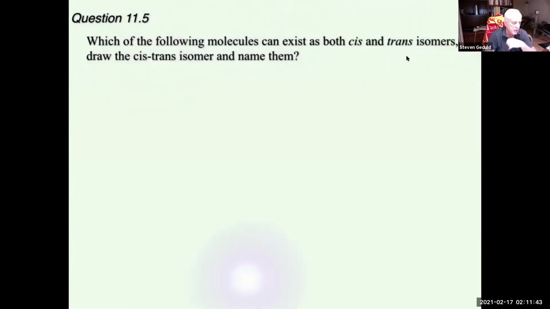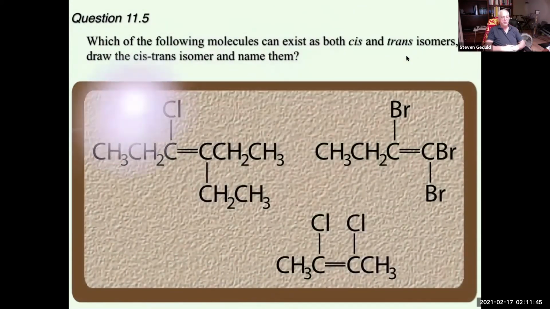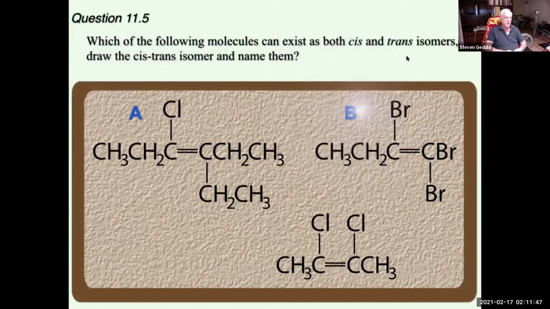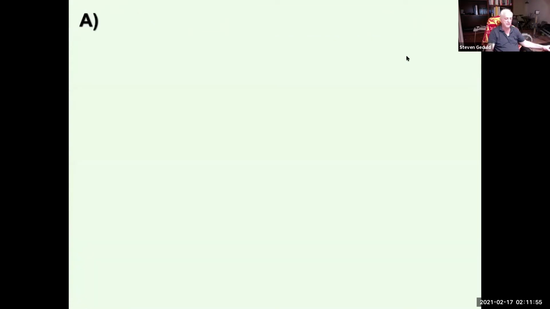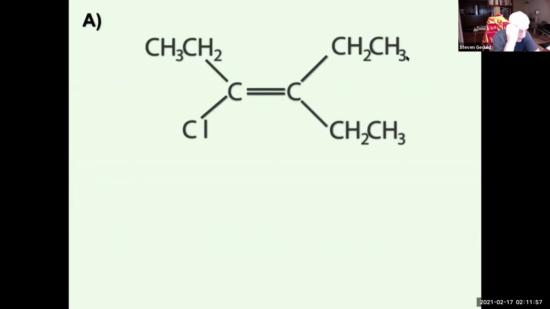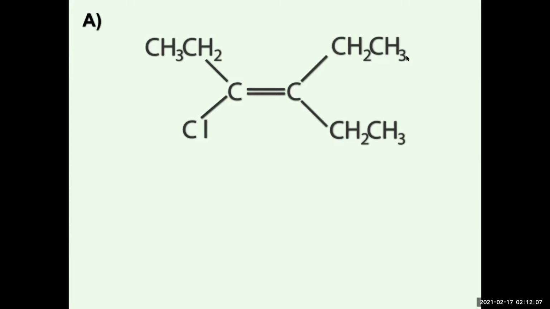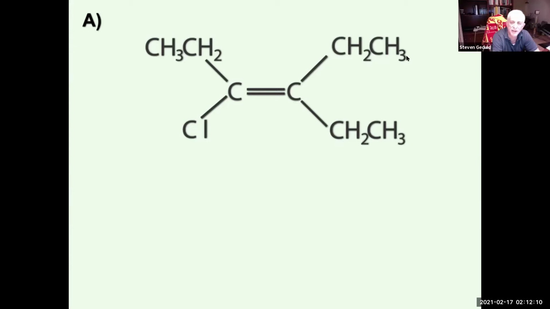Which of the following molecules can exist as both cis and trans isomers? Draw the cis trans isomers and name them if they can. So we have A, B, and C. Let's do them individually. There's A. Can A exist as a cis trans isomer? No. Perfect. You got it. It cannot. Why?